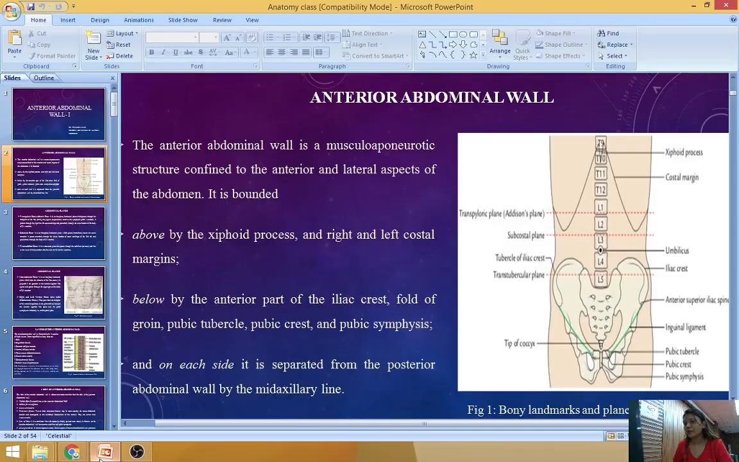Yes, ma'am. Okay, so above, the anterior abdominal wall is bounded by the xiphoid process. This is the xiphoid process, and below it is bounded by the anterior part of the iliac crest. This is the iliac crest. Below, it is bounded by the anterior part of the iliac crest, the fold of the groin, pubic tubercle, pubic crest, and pubic symphysis. And on each side it is separated from the posterior abdominal wall by the mid axillary line.